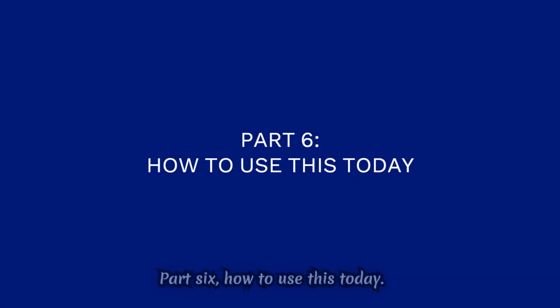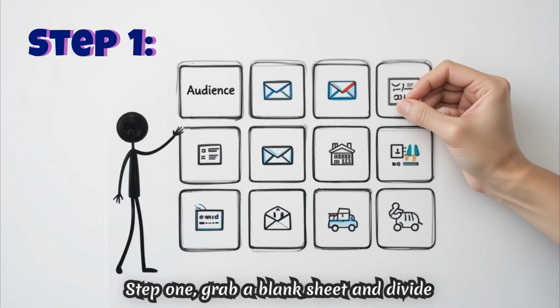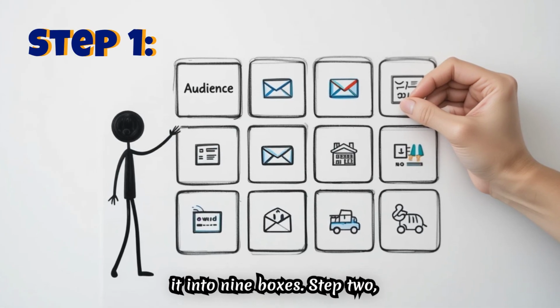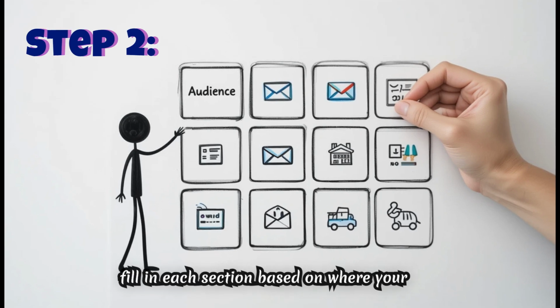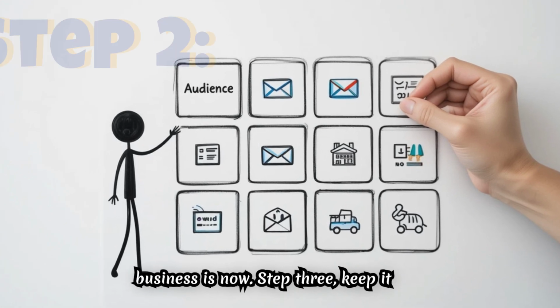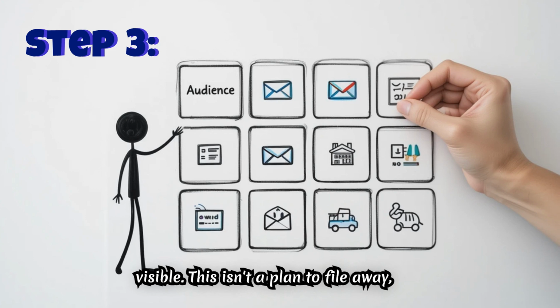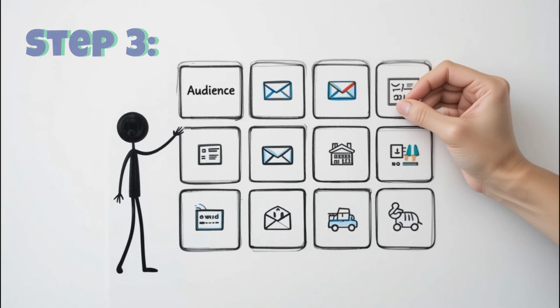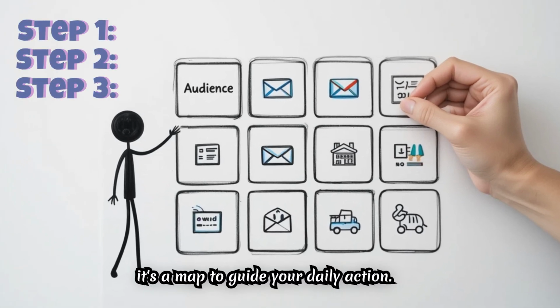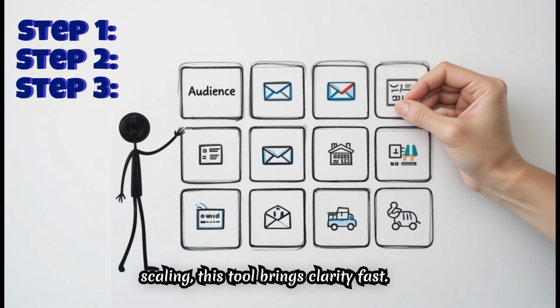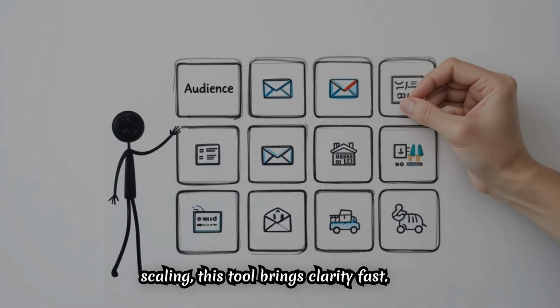Part 6. How to use this today. Step 1. Grab a blank sheet and divide it into 9 boxes. Step 2. Fill in each section based on where your business is now. Step 3. Keep it visible. This isn't a plan to file away. It's a map to guide your daily action. Whether you're just starting out or scaling, this tool brings clarity fast.